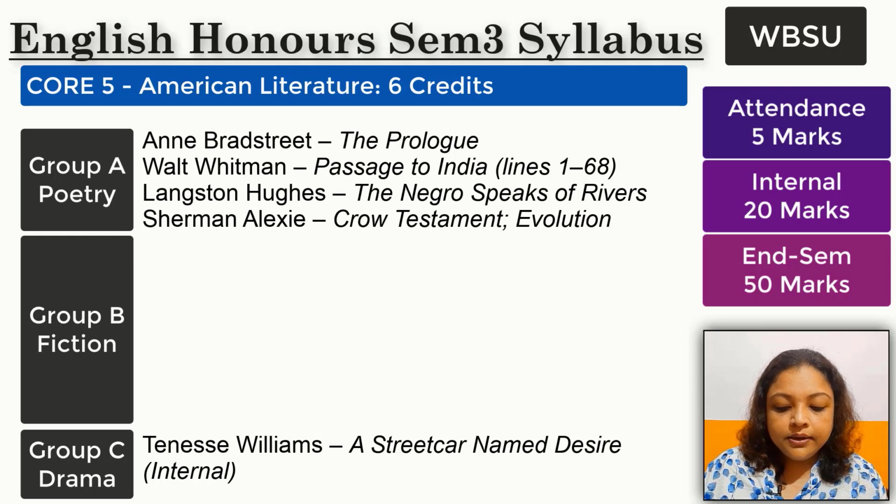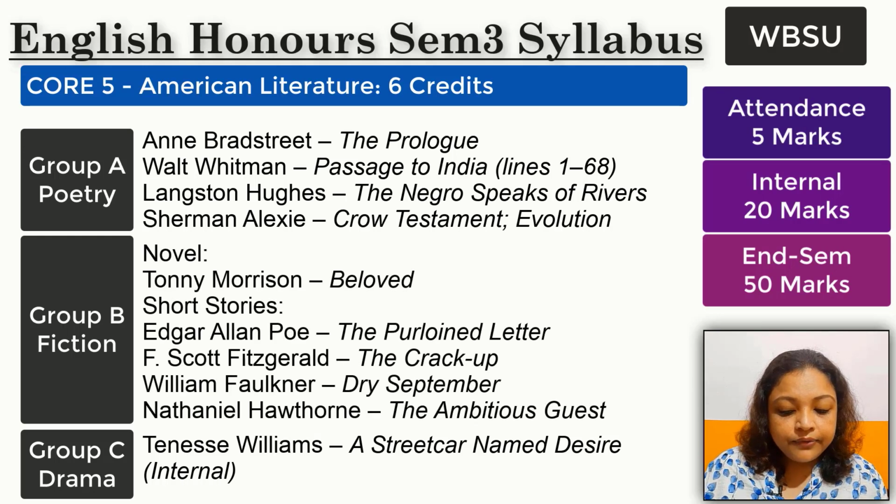For Group B, you have the novel Beloved by Toni Morrison and short stories, The Purloined Letter by Edgar Allan Poe, The Crack-Up by F. Scott Fitzgerald, Dry September by William Faulkner, and The Ambitious Guest by Nathaniel Hawthorne. These are the 4 stories.